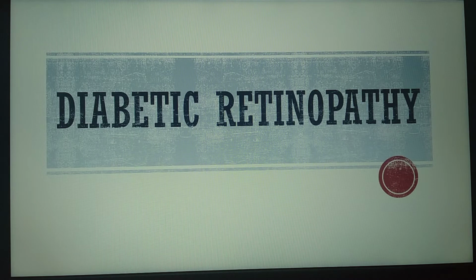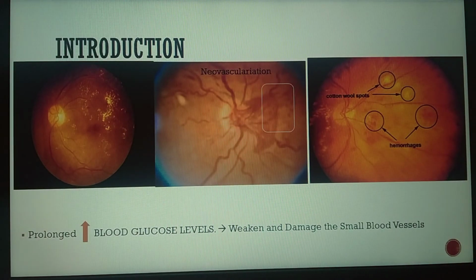What is diabetic retinopathy? Diabetic retinopathy is the most common form of diabetic eye disease and is a leading cause of death in persons with diabetes. It's caused by damage to the blood vessels of the light-sensitive tissue at the back of the eye, the retina.